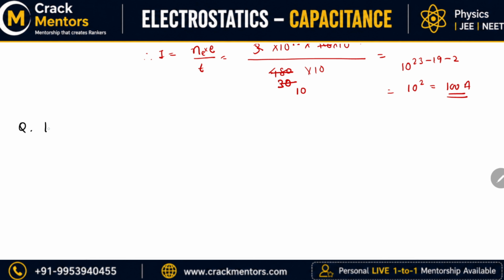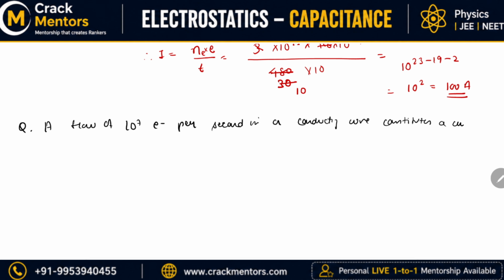If yes, then do this question. The question is, flow of 10 to the power 7 electron per second in a conducting wire constitutes a current of how much? You have to find how much current it constitutes. Well, good question, just try this.